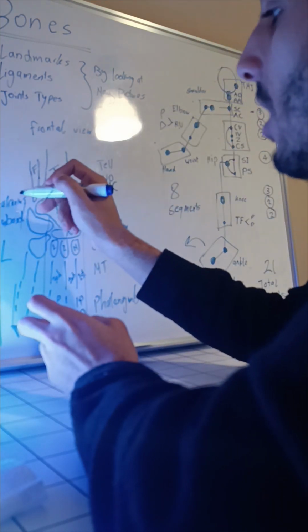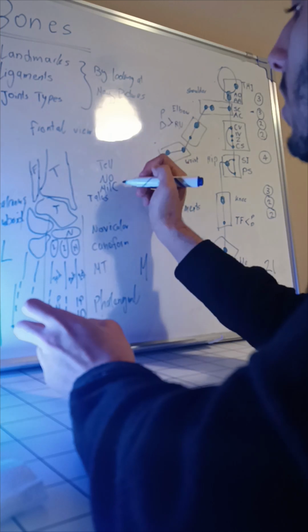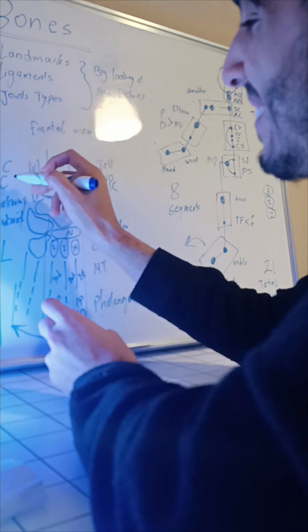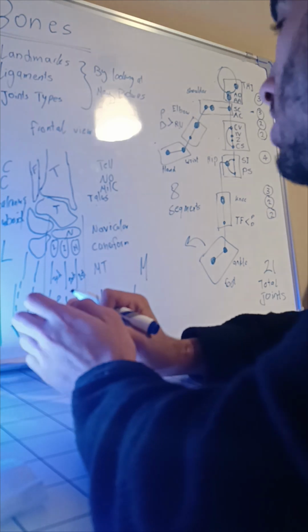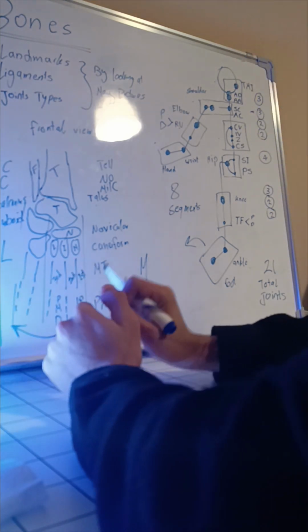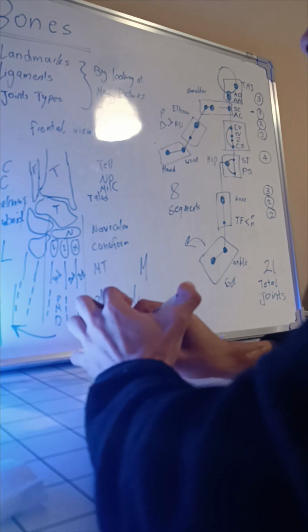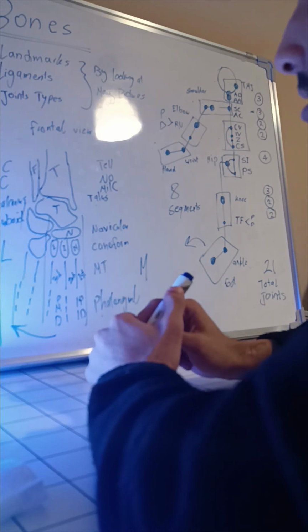And then here the calcaneus and the cuboid. So till no milk, and here these two C's, right? Calcaneus and cuboid. That's the bones.